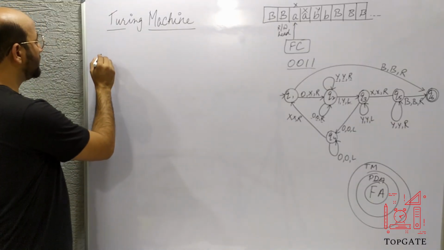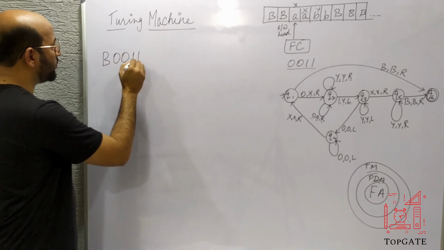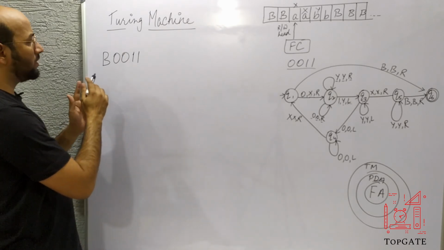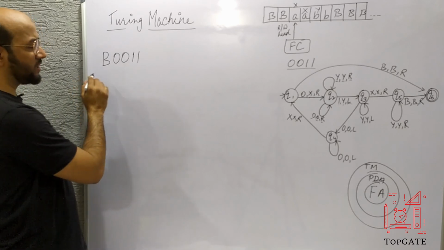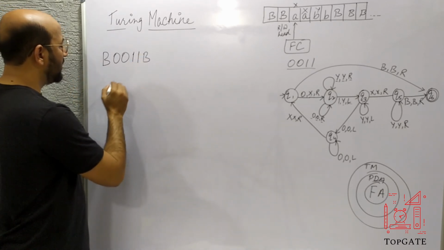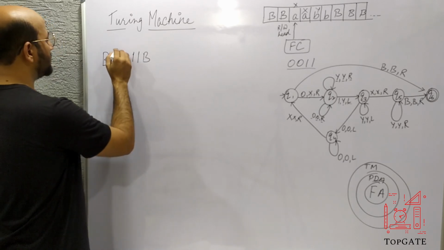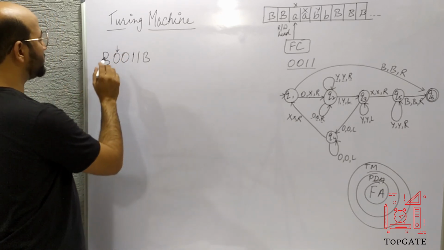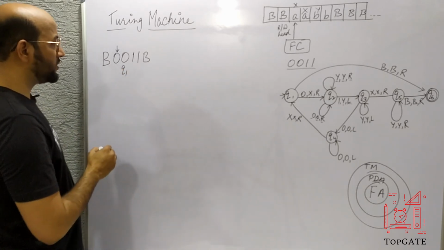So we have B 0, 0, 1, 1. What I told you is that in the input tape we have an unlimited, infinite number of blank symbols. So I can place blanks onto the left hand side, and I can place blanks onto the right hand side. I'll place several blanks here, and currently the read write head is on the first 0. So I'm reading this 0 and the initial state is Q1.